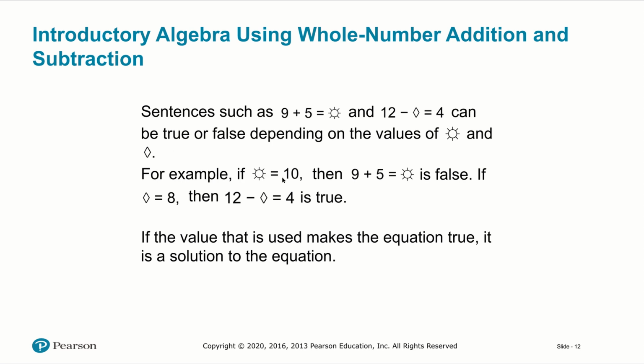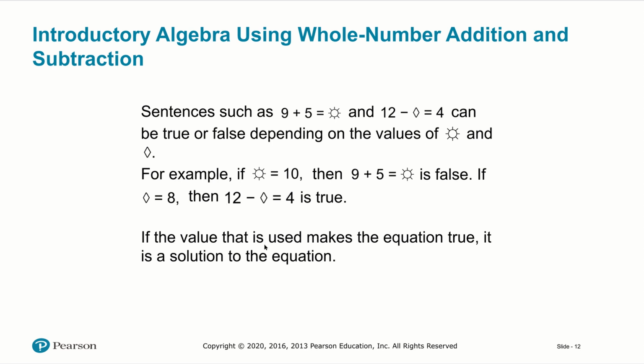For example, if the star is 10, then 9 plus 5 equals this star is false, because we know that 9 plus 5 should be 14. So if instead of 10 we had 14, 9 plus 5 equals star would have been a correct, true statement. If the diamond is 8, for example, in 12 minus diamond equals 4, then that statement would be true.